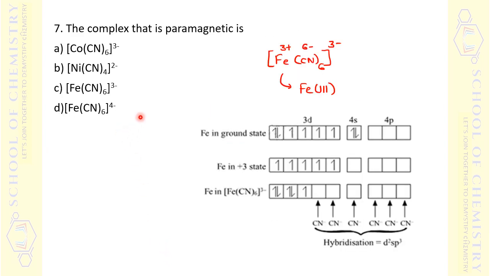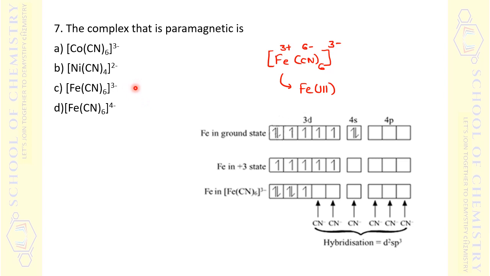Right. So the next question, again, very important one, because from this you can expect questions in any of the competitive examinations. It is based on valence bond theory of coordination complexes. What they have asked is the complex which is paramagnetic. Which means among the 4, 3 should be diamagnetic and only 1 should be paramagnetic.